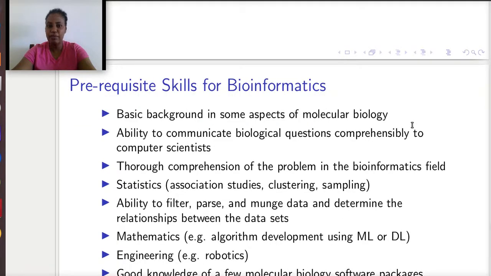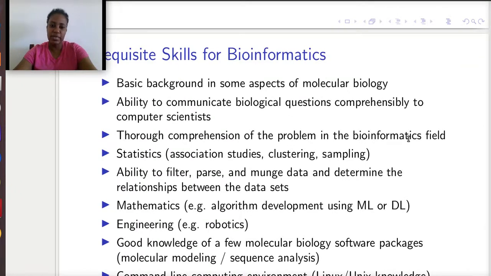Now, the skills that you need to have to work in bioinformatics. But learning is continuous. It's not that you have to have these first and then venture into the field. No, learning is continuous. So you need some basic background in some aspects of molecular biology. You also have to be able to communicate biological questions comprehensively to computer scientists, and vice versa. As a computer scientist, you have to be able to communicate what the algorithm you have developed does to the biologists. You also have to have a thorough comprehension of the problem in the bioinformatics field. So you have to have a basic background in molecular biology.